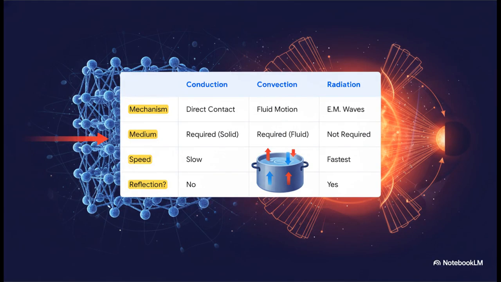This table really sums up those key differences for analysis. You can see the mechanism shifts from direct contact to fluid motion to electromagnetic waves. The need for a medium just completely vanishes when you get to radiation. And check out the speed. Radiation moves at the speed of light, making it way, way faster than the other two. These are the core distinctions we're always looking for.